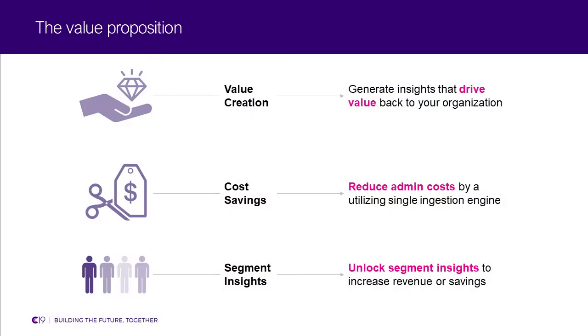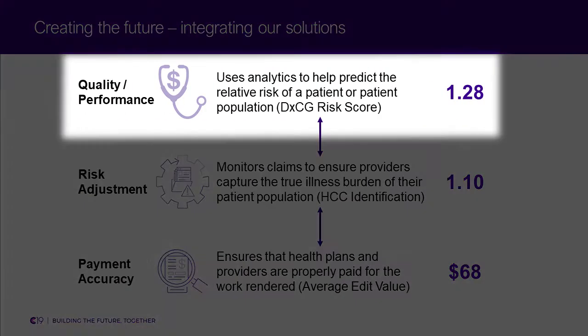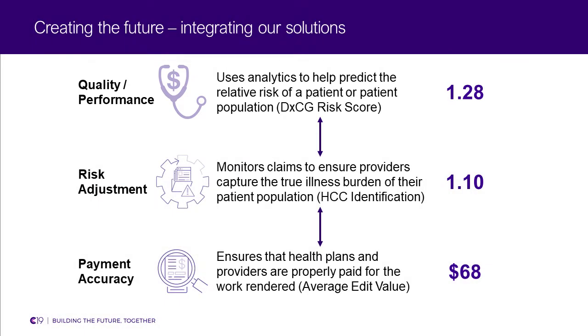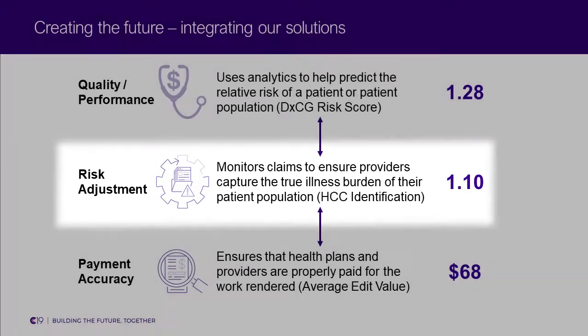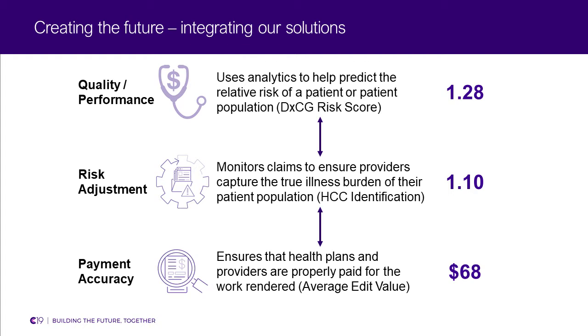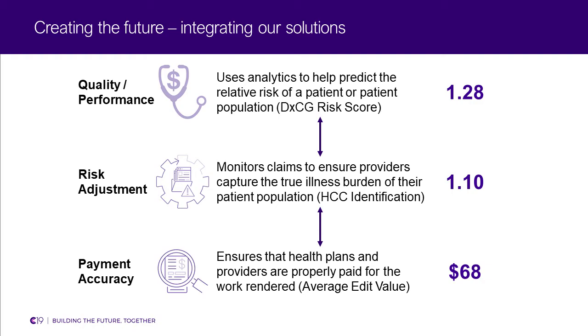You have a lot of claims coming in early. Why don't you generate your insights early? Here are three solutions that we have. We have our quality performance analytics, the DXG score, predicting how risky or how costly that member is going to be next year. In the middle, I have our risk adjustment. We help pull the claim, and then we run our analytics on identifying missing HCCs, hierarchical condition codes. The last thing I have up here is on payment accuracy. Ensure that health plans and providers are properly paid for the work rendered.